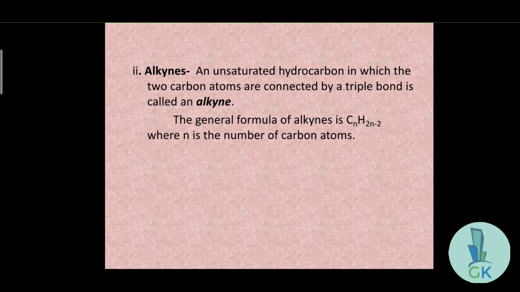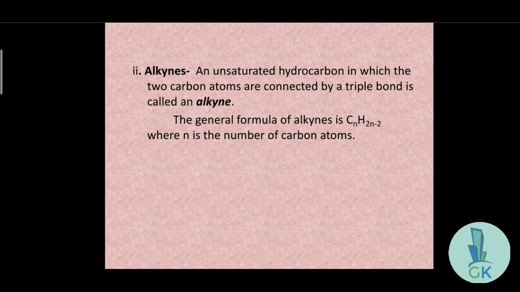So we have seen that unsaturated hydrocarbons can contain either a double bond or a triple bond. So alkynes are the unsaturated hydrocarbons in which the two carbon atoms are connected by a triple bond. So these are known as alkynes. Again, we have a general formula for alkynes, that is CnH2n minus 2. Let us see.